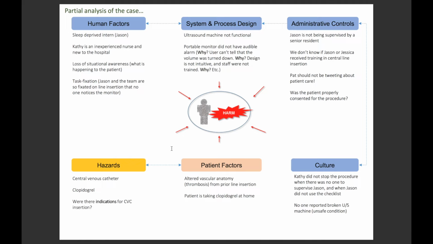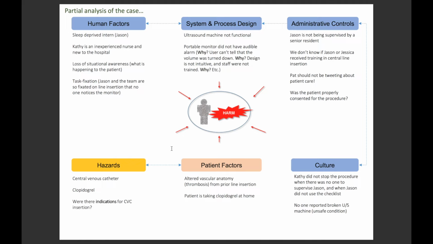Pat should not be tweeting her friends around care. Was the patient consented for the procedure? Hazards. So the central line catheter was a hazard. The patient was on Plavix. You'd want to be able to say, in a structured system where we have lots of blood thinners, is the patient on a medication that could cause harm before this procedure, right? If that's in your mind to ask and not on the checklist beforehand, maybe the checklist isn't correct. So would you like your checklist to say, if yes, pause.